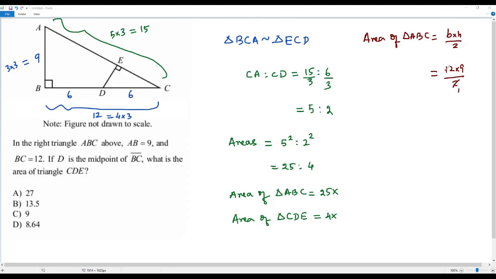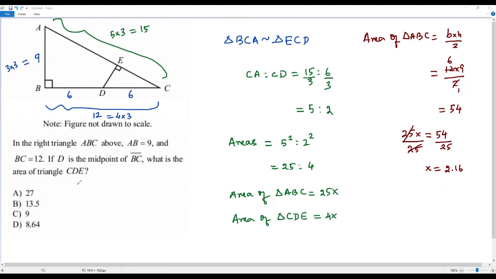Here 2 goes into 2 1 times and 2 goes into 12 6 times. 6 times 9 is 54. Okay, here I got the area of triangle ABC, that is 54. Already we got the area of triangle ABC in terms of x, that is 25x. So this 25x and 54, both of them represent the same stuff, that is area of triangle ABC. We can equate them, that is 25x equals to 54. Now to solve for x, we have to divide both sides of this equation by 25. When I do so, this 25 will cancel out. X equals to, when I divide 54 by 25, I am getting 2.16. Okay, here I got the value of x, that is 2.16.